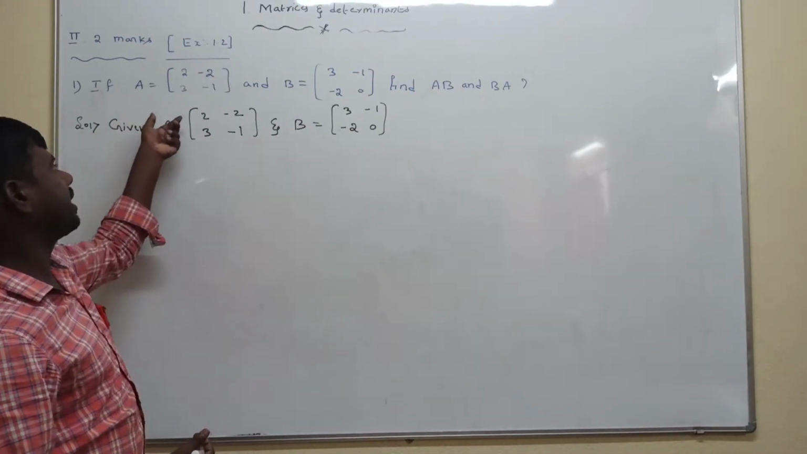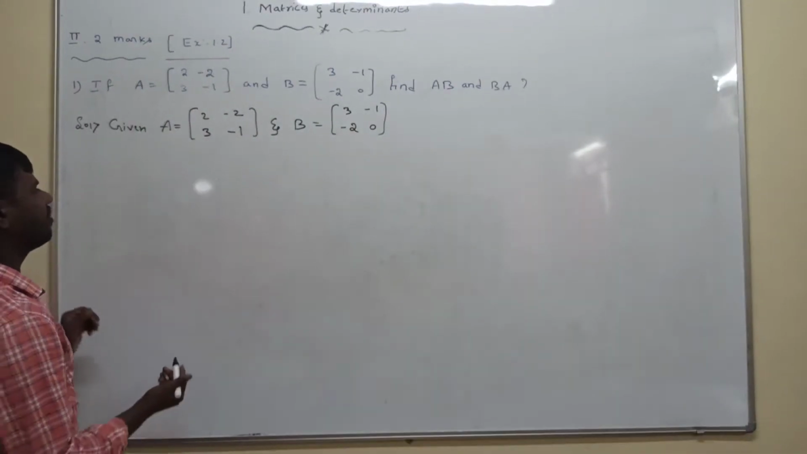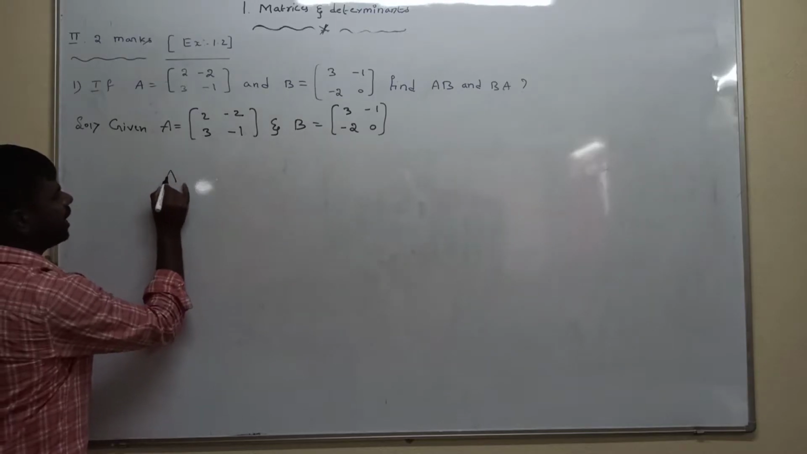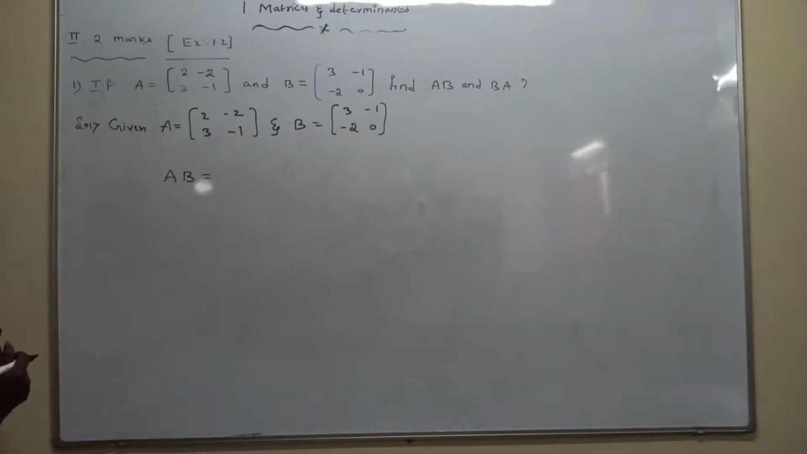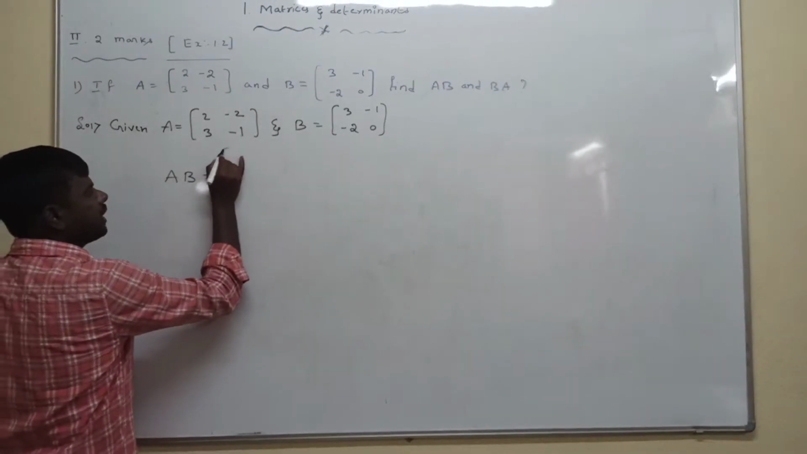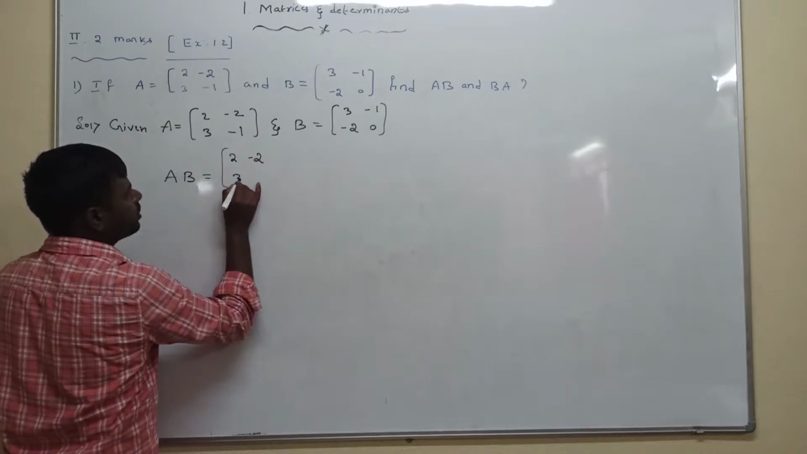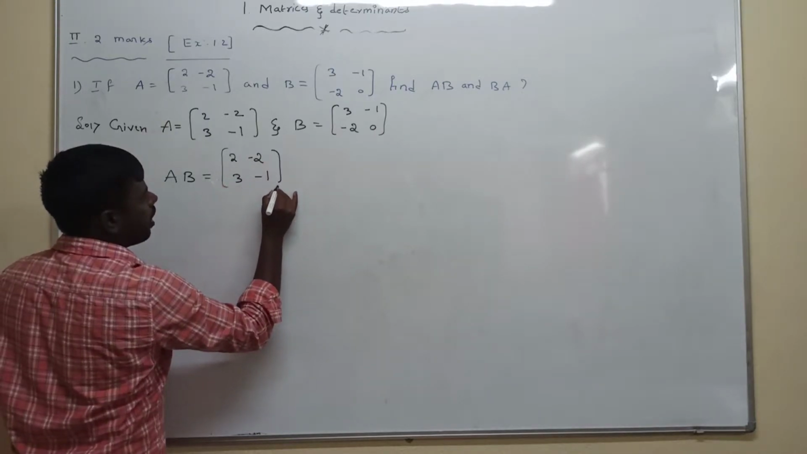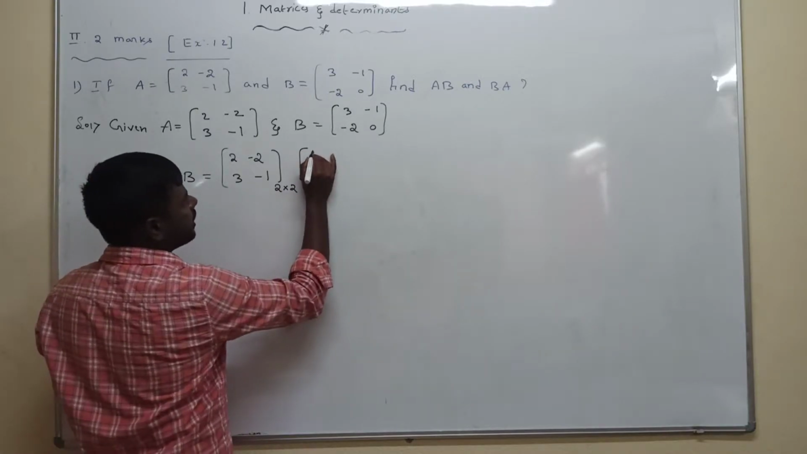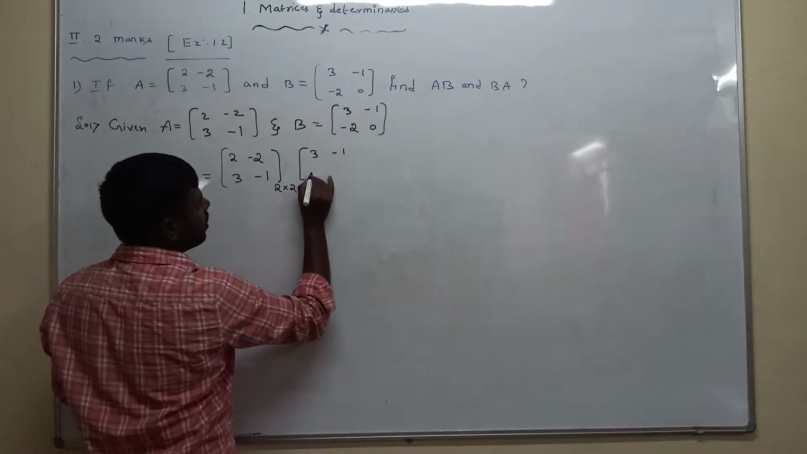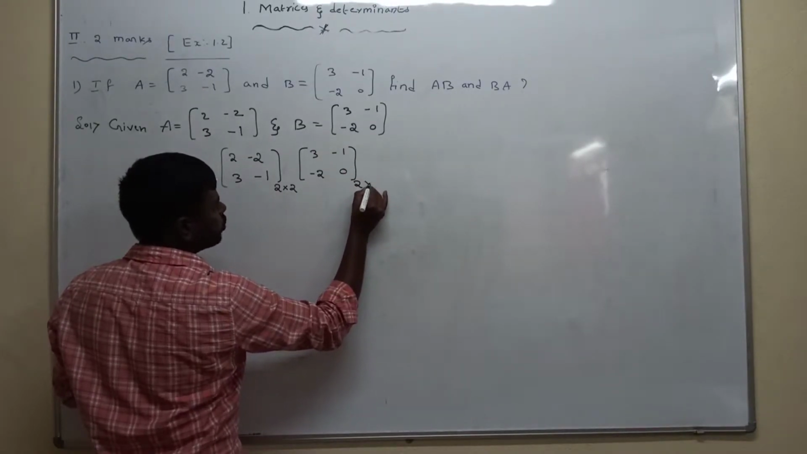First of all, what are the given matrices? You should write the A matrix and B matrix. After that, they are asking to find AB. Now substituting the A matrix and B matrix. The A matrix given is 2, minus 2, 3, minus 1. The order of the matrix is 2 by 2. Next, the B matrix is 3, minus 1, minus 2, 0. The order of the matrix B is 2 by 2.